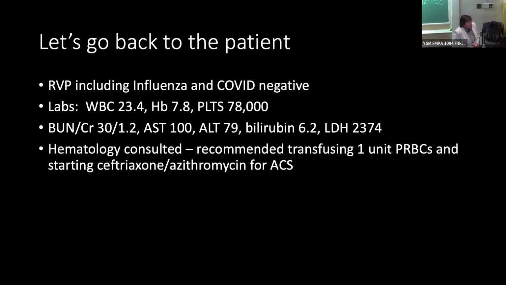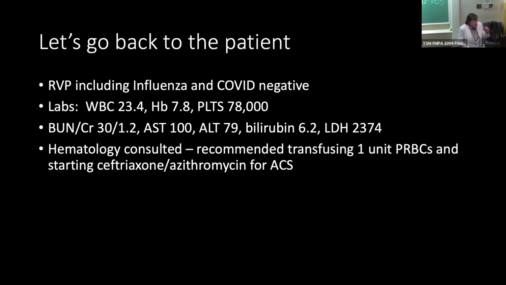So let's get back to our patient. This is going to be a little bit more than just bread and butter acute chest syndrome. She's now in the ED, thrashing, completely out of it at times. She has a respiratory viral panel that's negative, including for both COVID and influenza. Her white count is now worsening, it's 23.4. Her hemoglobin is dropping. Remember, it was in the 11s to begin with. Now she's at 7.8, and her platelets are dropping.